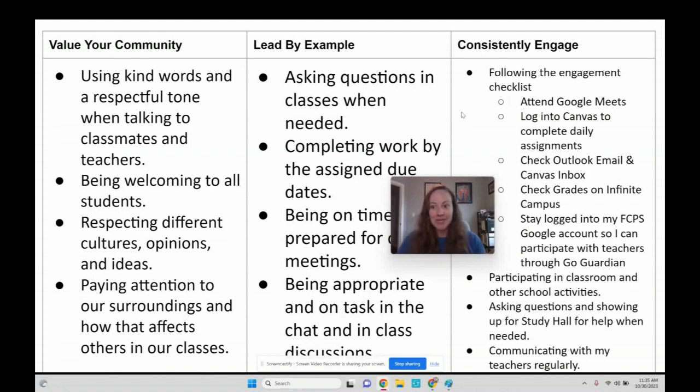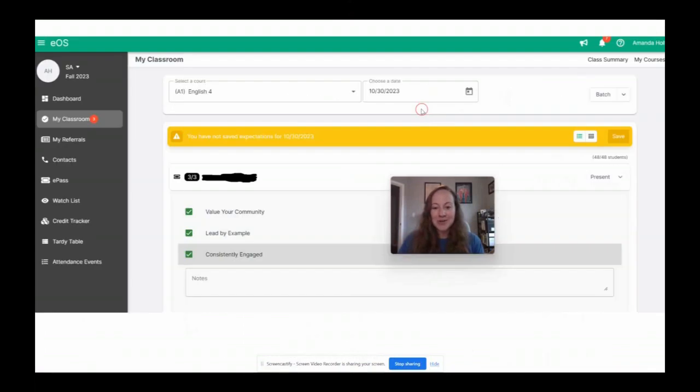Consistently engaging means coming to the Google Meets, logging into Canvas and doing your assignments on time, checking your email, checking Infinite Campus, staying logged into your Fayette County account, participating in classroom activities and then outside of class activities as well, asking questions, showing up for study hall, and communicating with your teachers is a big one for consistent engagement. So those are just some examples of how you can earn your points for your EOS score.